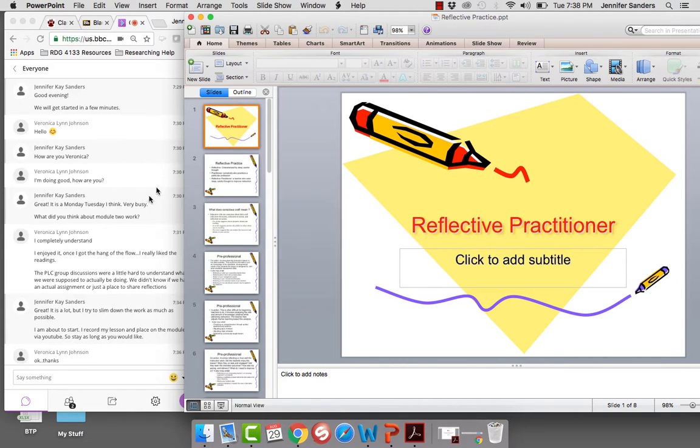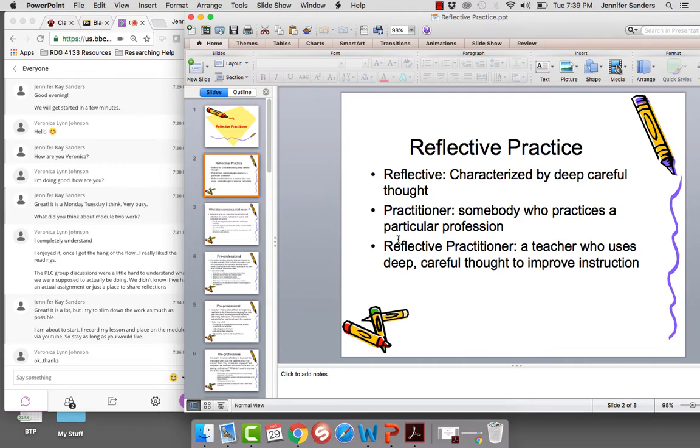Because I don't want to lose the discussion board, I'm going to leave the presentation on like this. So let's look at reflective practitioner. This presentation is within your Module 3. I'm not a big reader, but there are three common terms that you need to know.